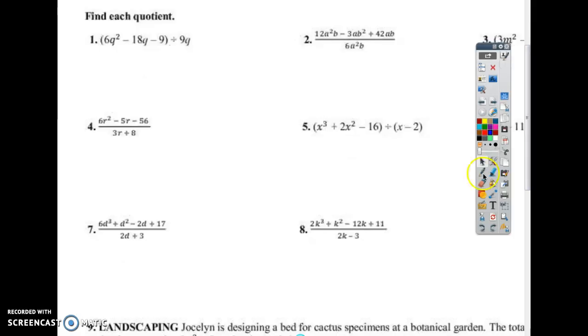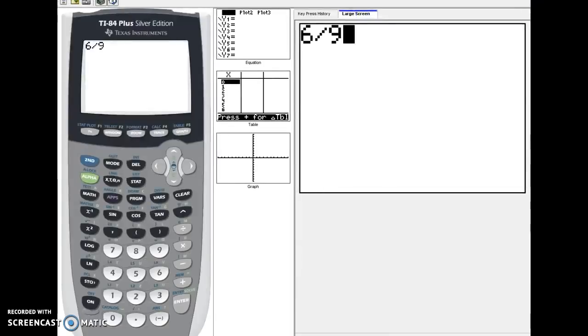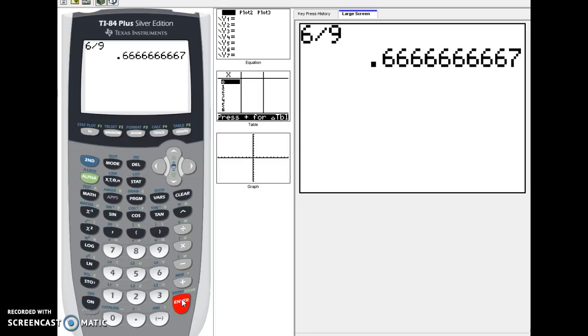Okay, so this one, again, is being divided by one thing, so just put it underneath all of them. 9q divided by 9q. Wait, I might have to do this one with you. Okay, so 6 divided by 9. Put it in the calculator, math, enter, enter. 6 divided by 9. Hold on. Okay, 6 divided by 9, math, enter, enter, is 2/3.